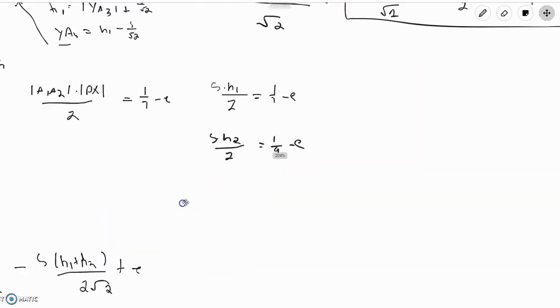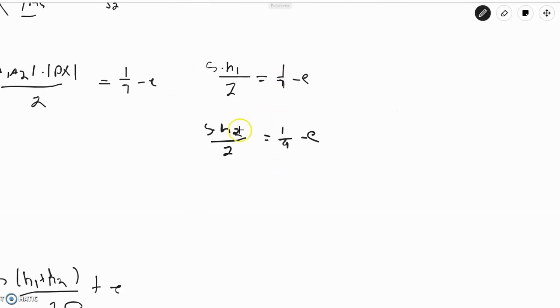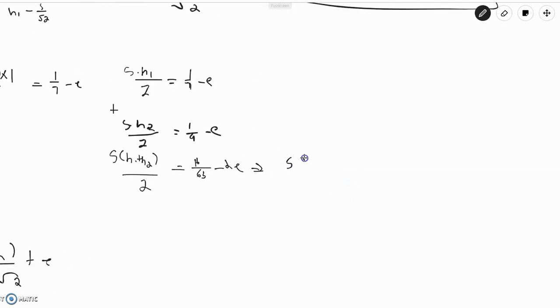And so we go back to our equations that we defined here at the very beginning. And we see that if we add them up, then we can take a factor of s. We have a factor of h1 plus h2 over 2 is equal to 16 over 63 minus 2e. And that means s times h1 plus h2 is equal to 32 over 63 minus 4e.